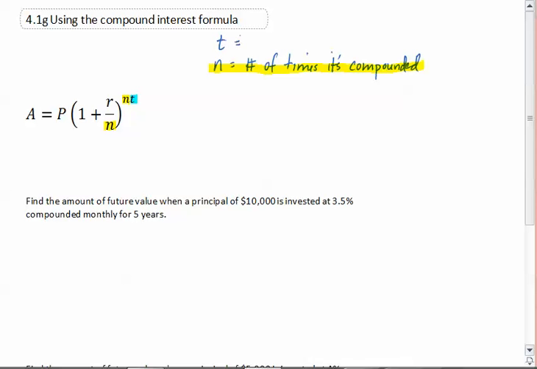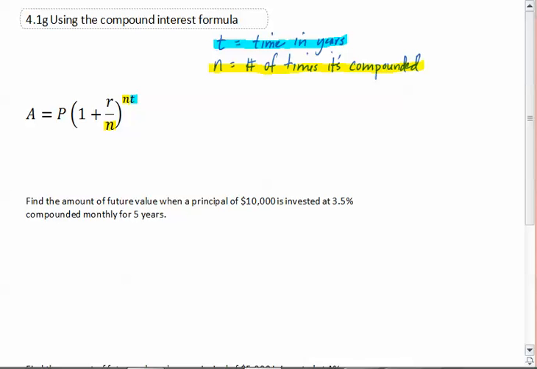T is just the amount of time that has gone by that you have had the money in the account, but it has to be in years. It's not how many times a year, it's how many years. So if you've had money in an account for 3.5 years, you'd have to use 3.5. You couldn't turn it into months, is what I'm saying. Okay, so the time has to be in years.